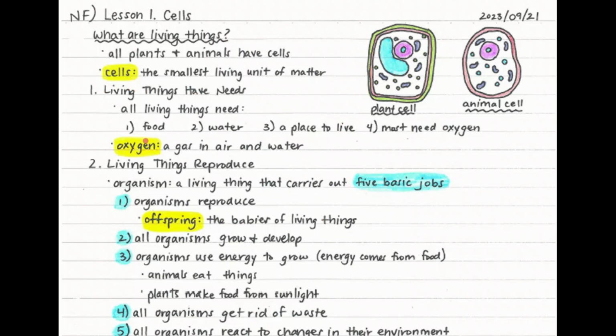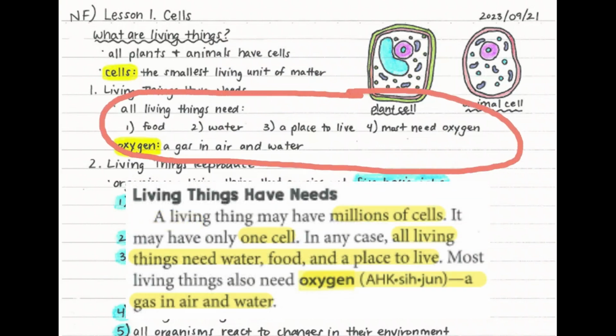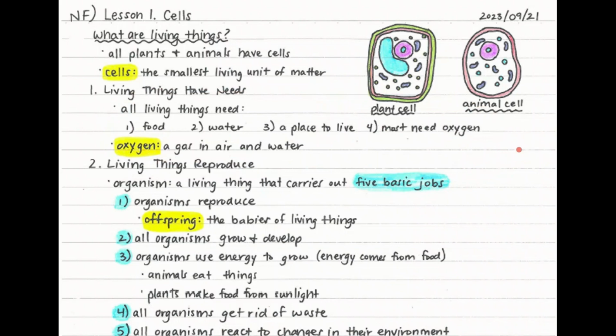Now you can see I have living things have needs. In this section, I have written the information. Now, the information was not presented in a list like this in the reading, but in the reading it said all living things need food, water, a place to live, and most need oxygen. What I did is I made this an easy list for me to remember. Number 1, food. Number 2, water. Number 3, a place to live. And number 4, most need oxygen. So when you're reading, you want to try and rewrite your notes in the easiest way for you.